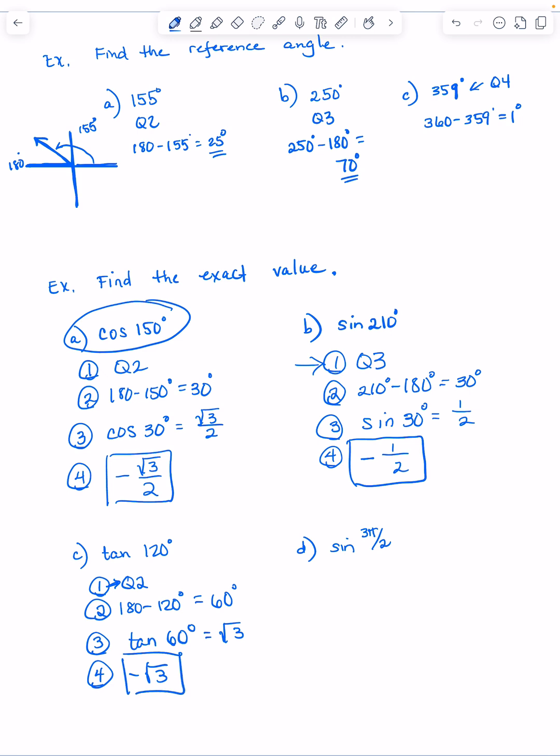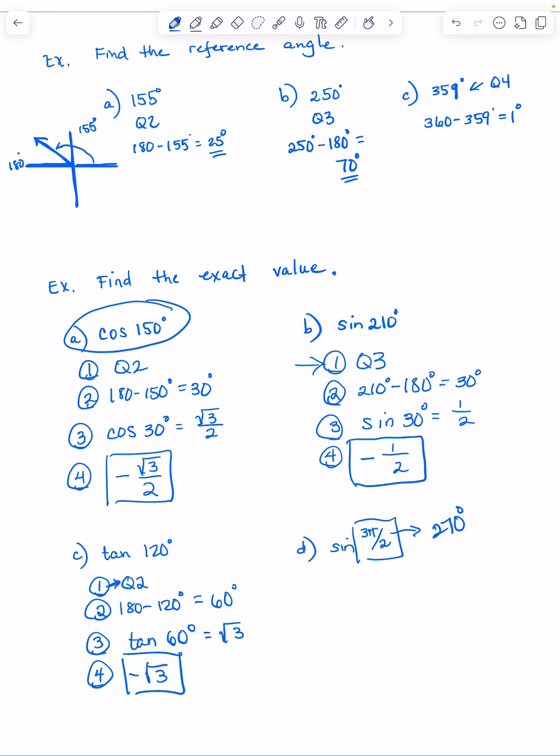And then the last one I'm going to work like this is the sine of 3 pi over 2. Now some of these are in radians and some of these are in degrees, and you might recognize this without converting it to degrees. But if you don't and you're more comfortable with degrees, go ahead and convert that. That's the sine of 270 degrees.